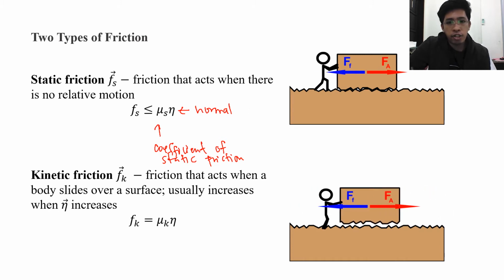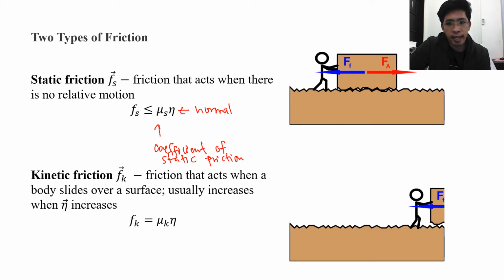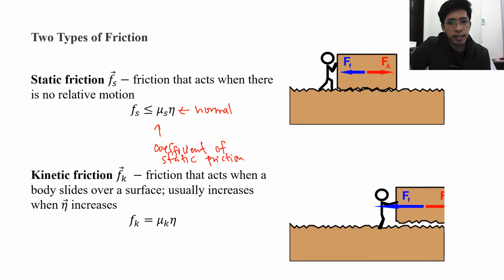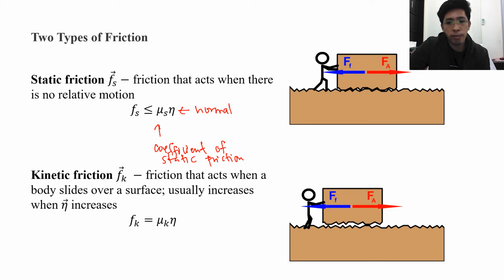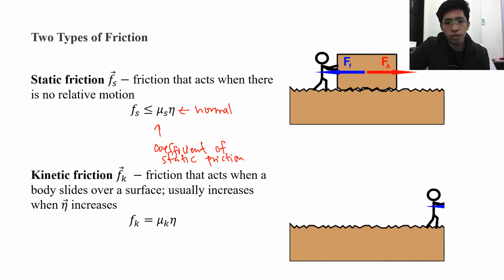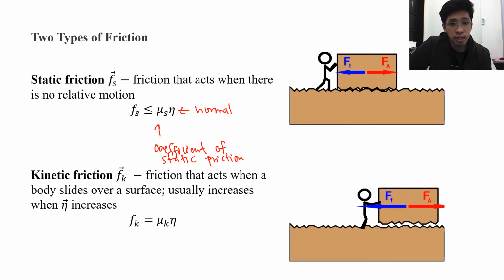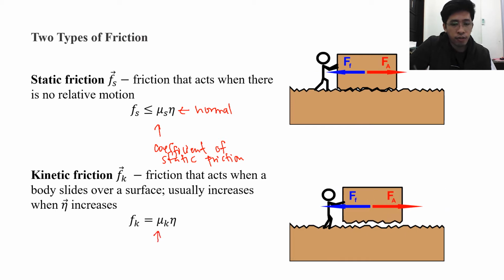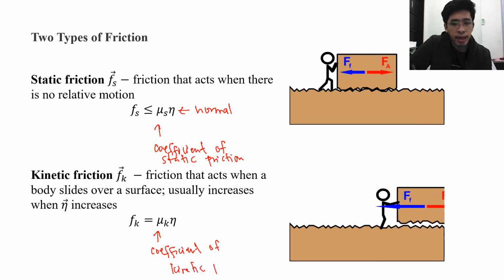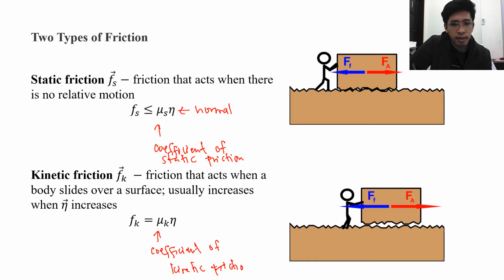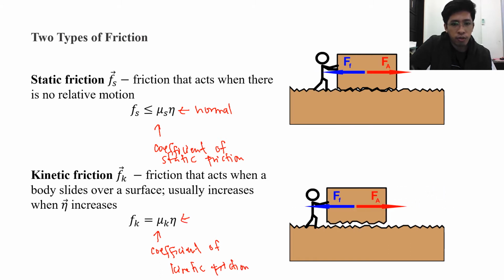On the other hand, your kinetic friction, Fk, is the friction that acts when a body slides over a surface. It usually increases when your normal force increases. So the heavier the body you are trying to slide over a surface is, the more the kinetic friction also increases. Here, mu k is the coefficient of kinetic friction, and N is for your normal force.